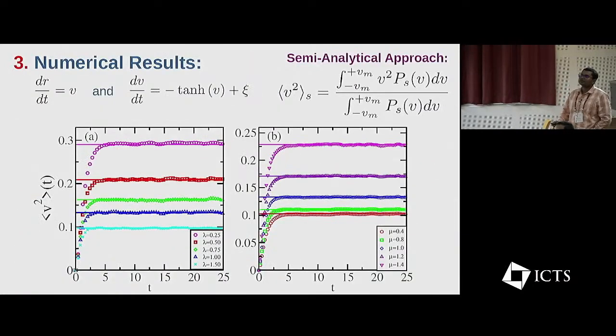Next we solve the equations of motion, or the dynamical equations, numerically. The first thing we test is the mean square velocity for different values of lambda and mu. These data points are from the numerical simulation, and the solid lines are obtained by computing v square in the steady state regime using this semi-analytical approach. We integrate these equations using the form of the steady state velocity distribution, and the lower part is just the normalization. In both cases we have good agreement between the semi-analytical data and the numerical data.